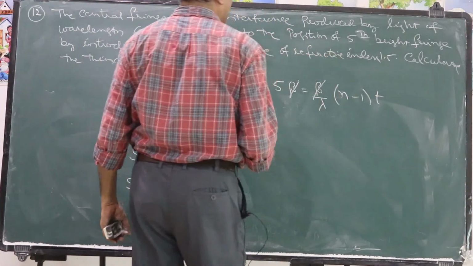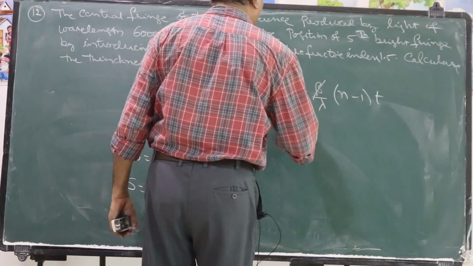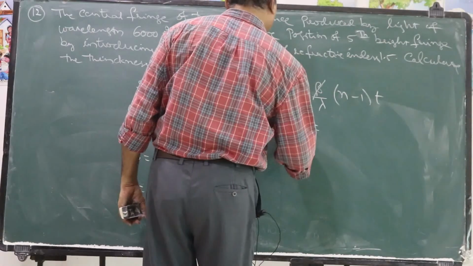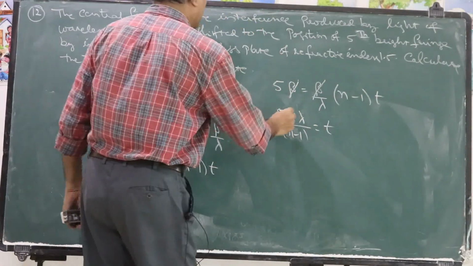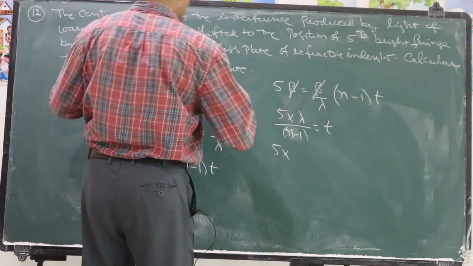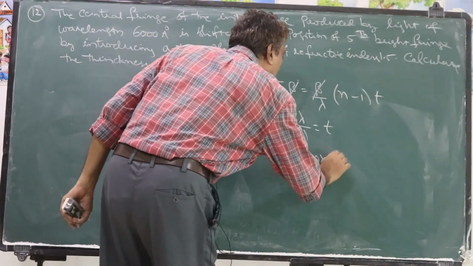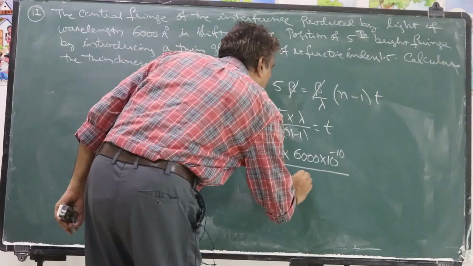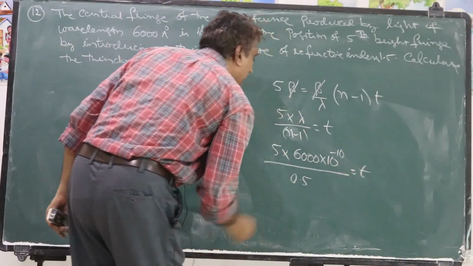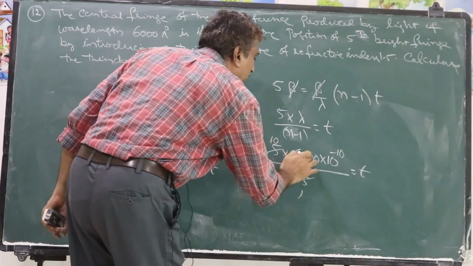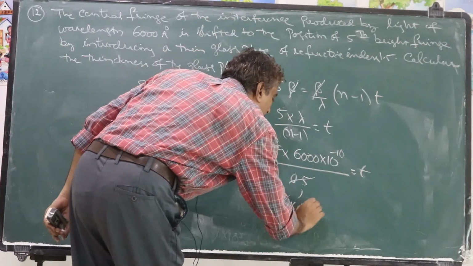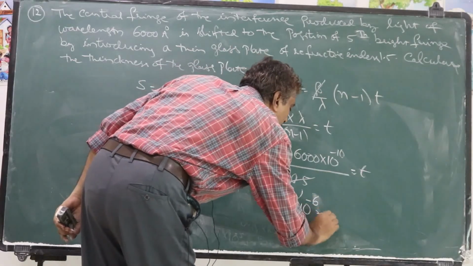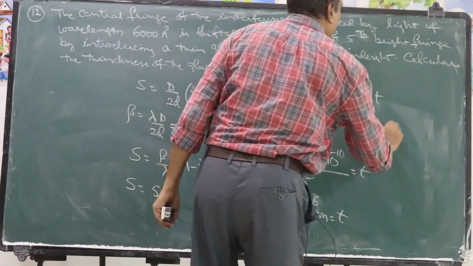So beta will get cancelled. So 5 into lambda by n minus 1 is equal to thickness t. So 5, wavelength of light is given as 6000 Armstrong, 6000 into 10 power minus 10, by refractive index 1.5 minus 1 is 0.5, is equal to thickness t. So it is 6 into 10 power minus 6 meter. Our thickness is equal to 6 micrometer.